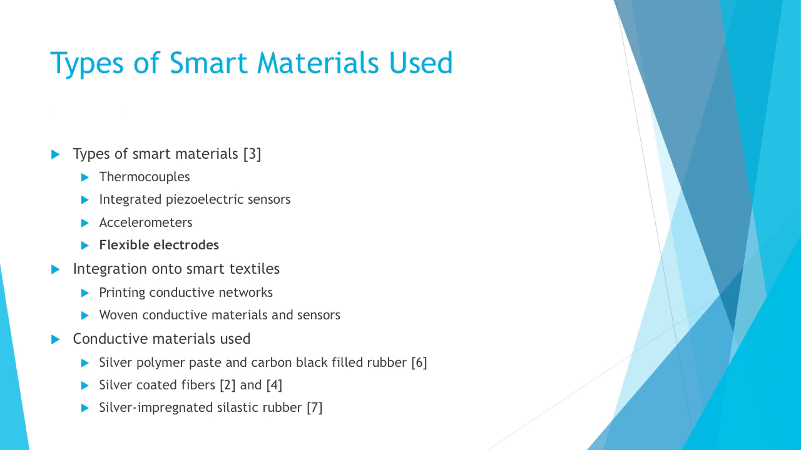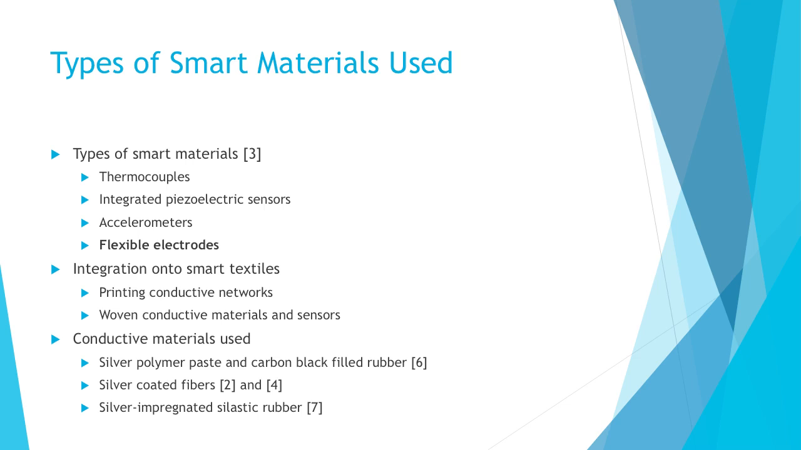Smart materials used in health monitoring include thermocouples for body and skin temperature measurement, piezoelectric sensors for heart rate and respiration rate, flexible electrodes for ECGs, EEGs, and EMGs, as well as accelerometers to measure activity level and sense falls in real time. While the use of these smart materials for health monitoring is not new, the incorporation of smart materials displaying these properties into flexible textiles is new.